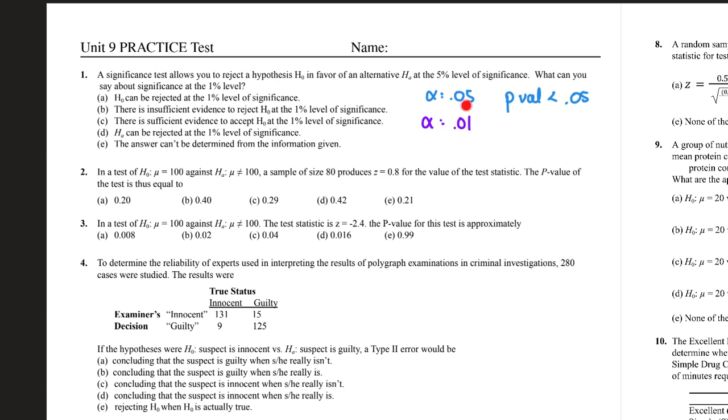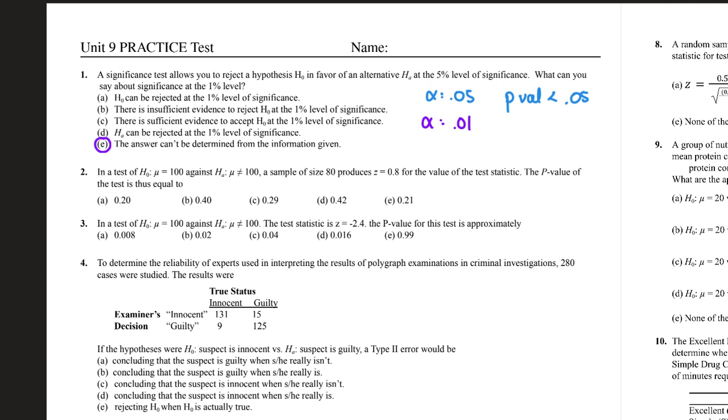Well, if we're rejecting at 5%, that doesn't necessarily mean we're going to reject at 1%. It just depends on what the p-value is. So like I said, at 0.05, you can reject at 0.04, but you can also reject at 0.001. So in that case, the answer is E. The answer can't be determined from the information given just because we don't know what the p-value is.